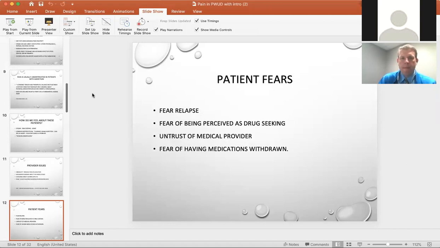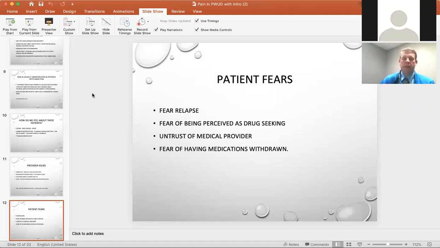Next slide. And then the patients, of course, have fears and concerns too. And this is extremely common. I've talked to patients many times about this. They have some of the same kinds of concerns and oftentimes misunderstandings too. They think, oh yeah, if I take an opiate, I'm for sure going to relapse and my addiction is going to become very active again. Generally speaking, that is not true.